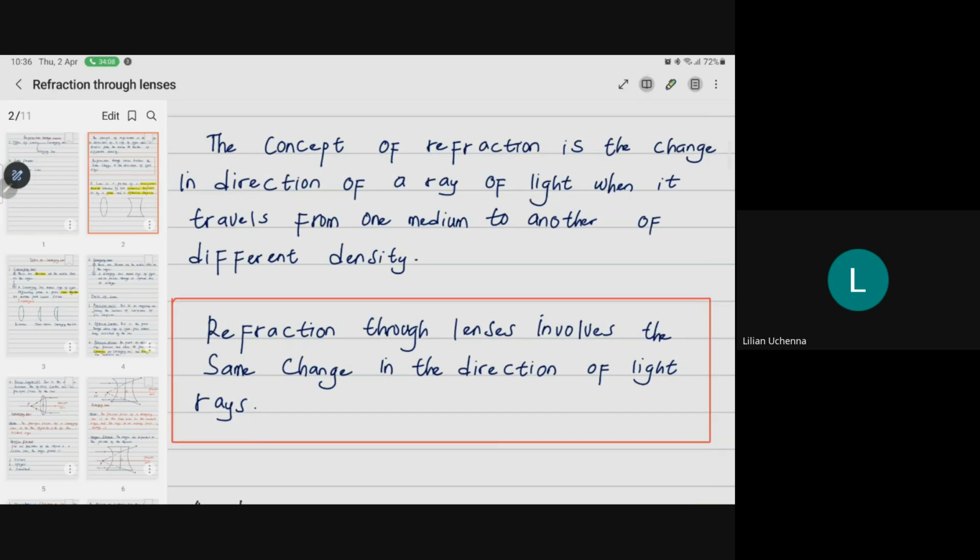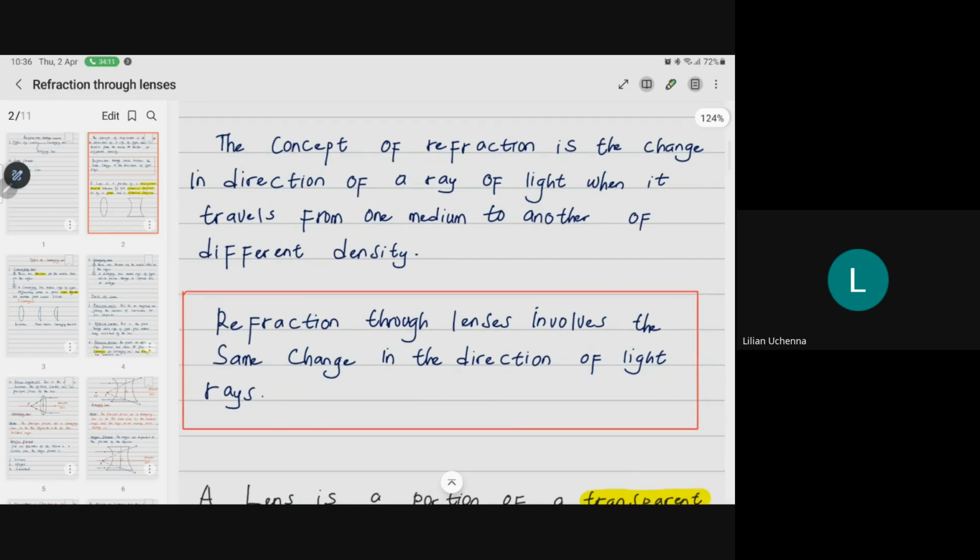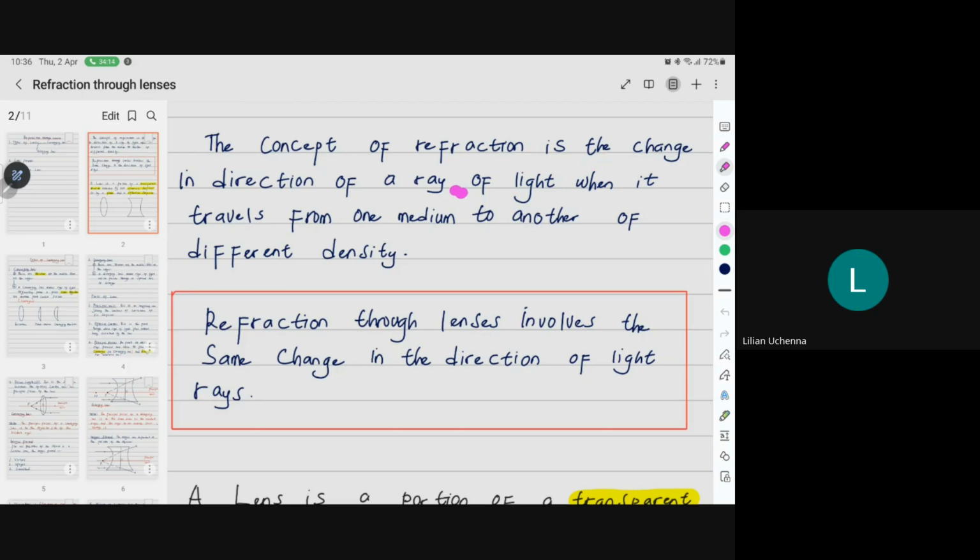So the first thing we're going to look at is just the concept, just like we did yesterday. Refraction is simply the change in direction of the ray of light when it travels from one medium to another of different density. I'm not going to spend much time there because we did that yesterday. What brought about refraction is the difference in the medium as light travels from one medium to another. So refraction through lenses also involves that same change in direction of the rays of light, based on the concept from yesterday.